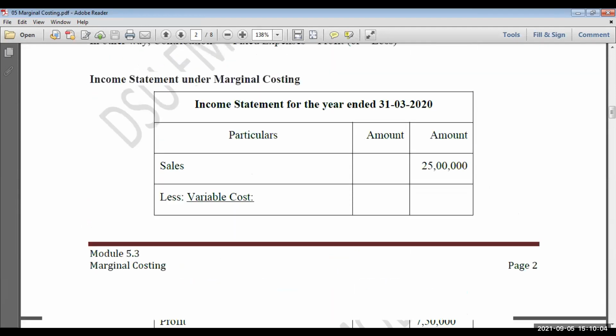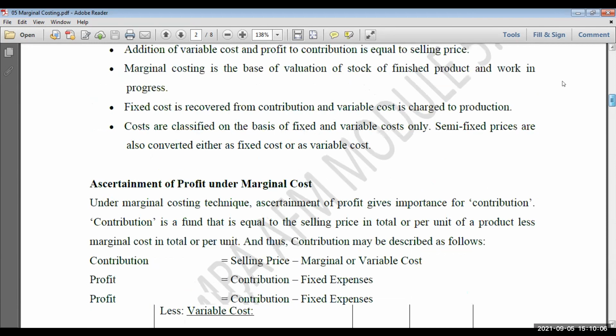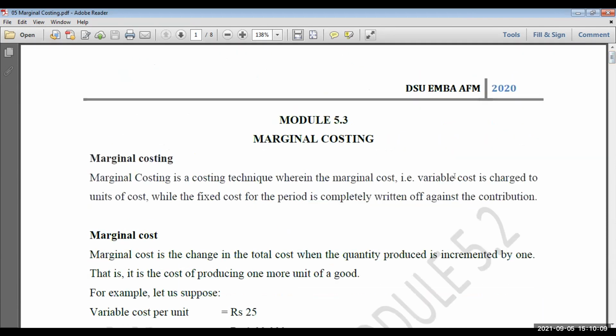To come back to the meaning, marginal costing is a technique wherein the marginal cost, that is variable cost, is charged to the unit of cost, while the fixed cost for the period is completely written off against the contribution. We minus the fixed cost from the contribution, not from the sales. We have a breakup. Sales minus variable cost is equal to contribution. Contribution minus fixed cost is equal to profit. Then what is break-even point? When there will be a break-even point? If fixed cost is exactly equal to contribution. I'll come to that little later.